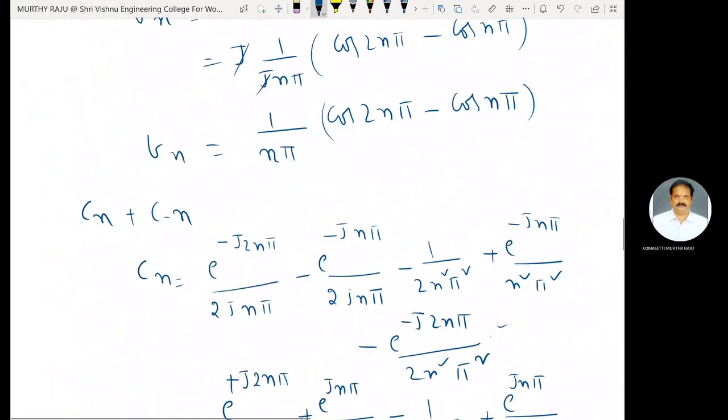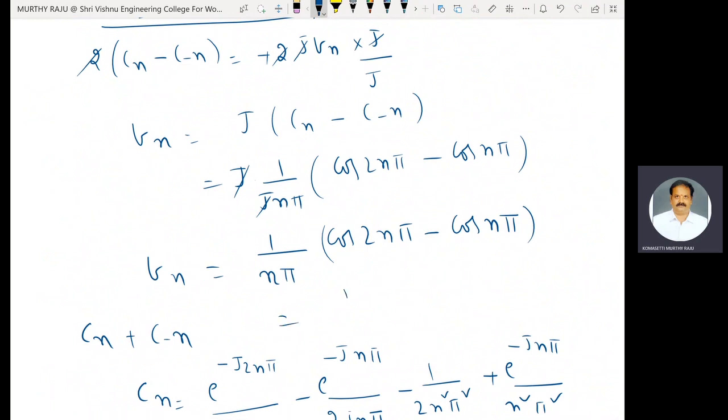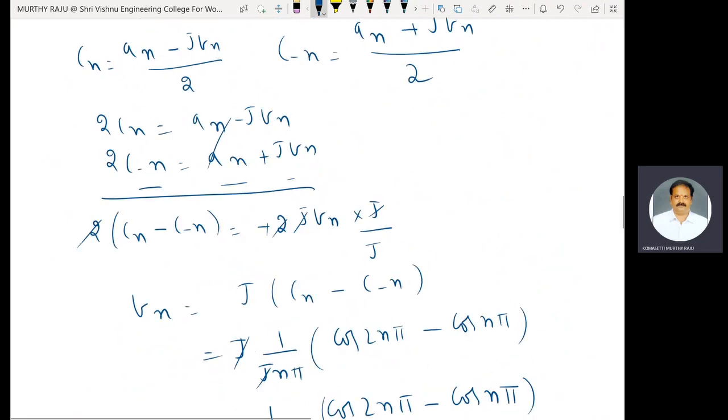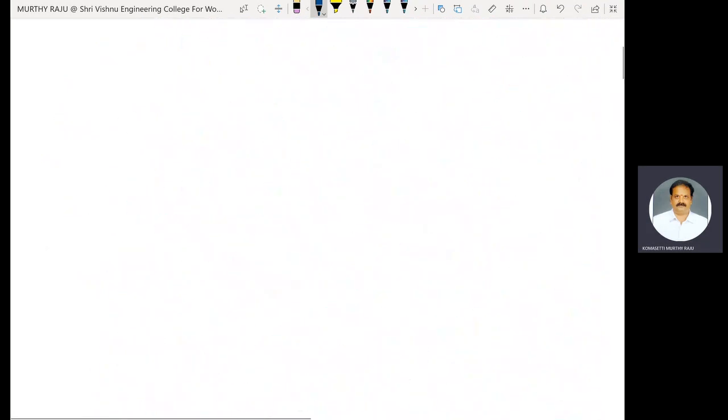This is equal to 1 by n pi, cos 2n pi is minus 1 whole power 2n minus 1 whole power n. With this, total derivation is completed.